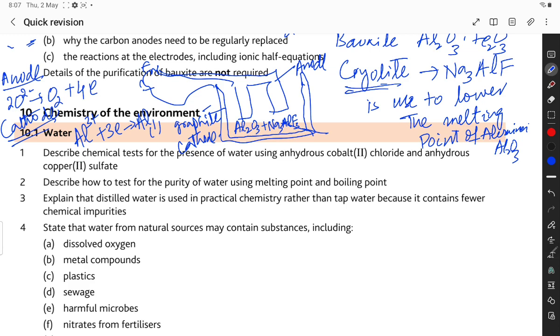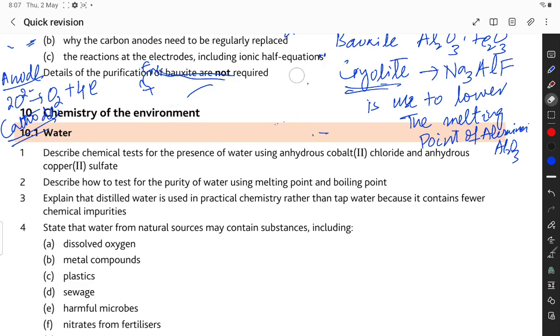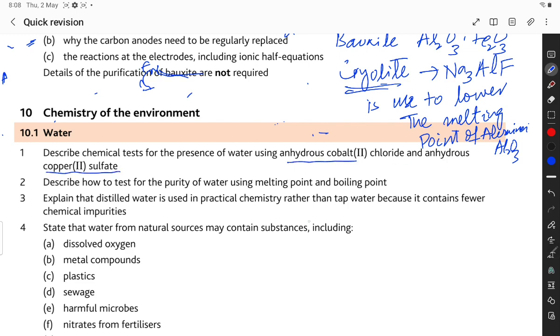The next topic is water. Describe chemical tests for the presence of water using anhydrous cobalt(II) chloride and anhydrous copper(II) sulfate.